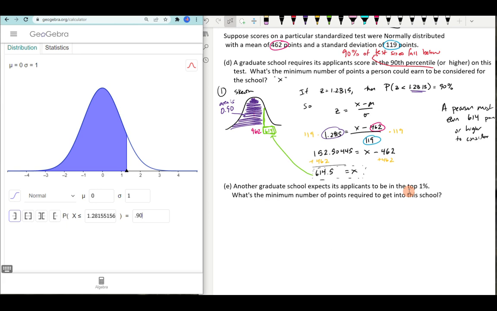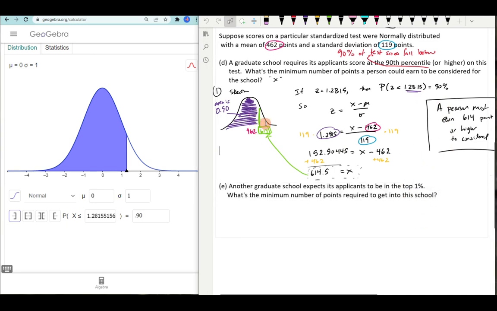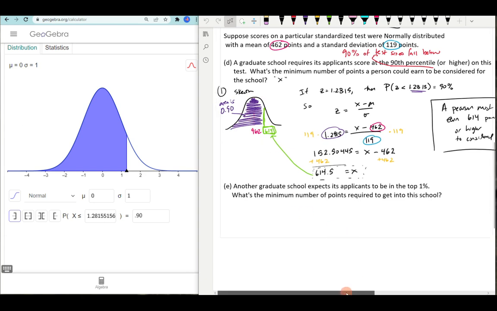Because a person must earn 614 points or higher to fall in this category to be in the 90th percentile. Let's look at one more example. Another graduate school expects its applicants to be in the top 1%. Again, what's the minimum number of points required to get into this school? Note again, this question here is not asking a probability.